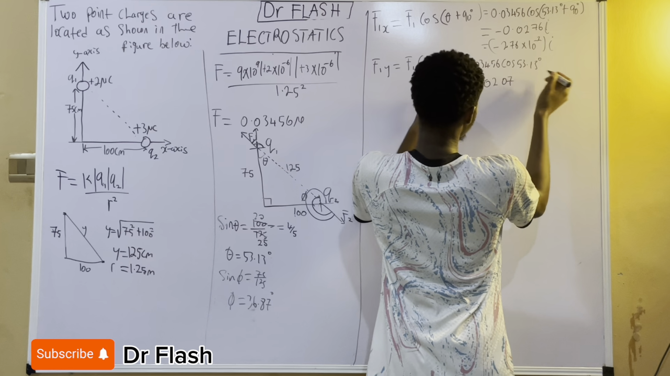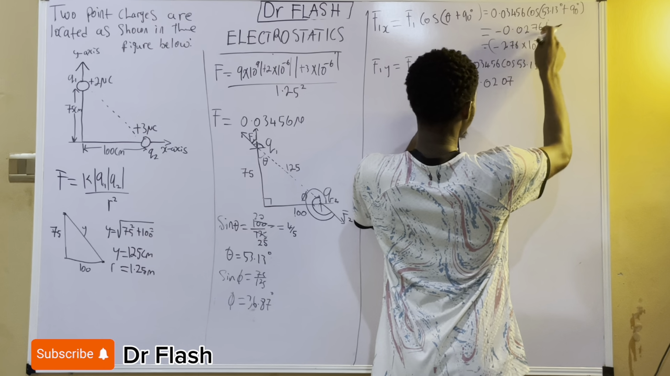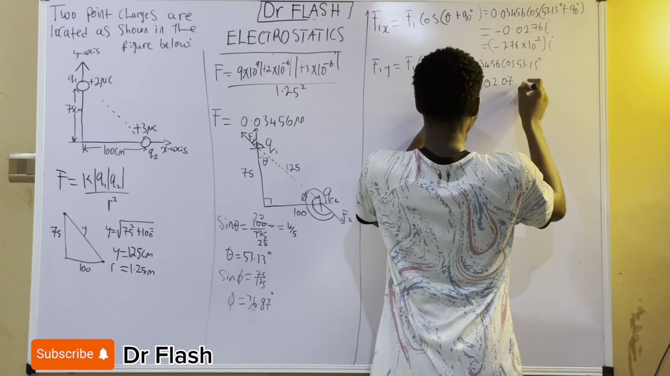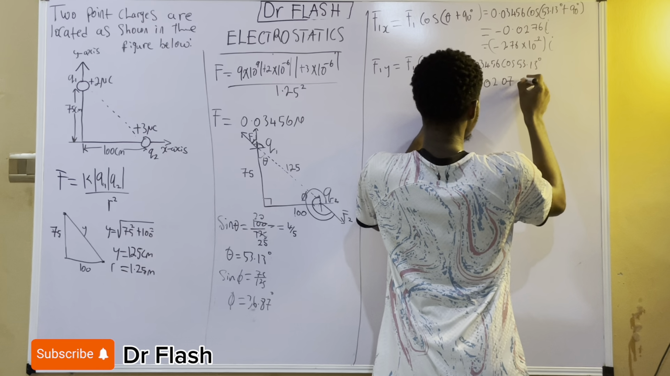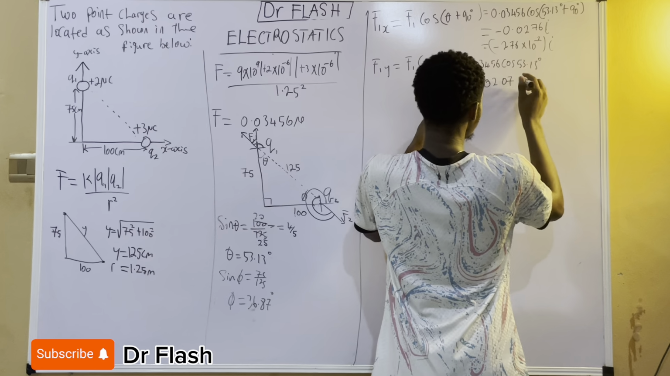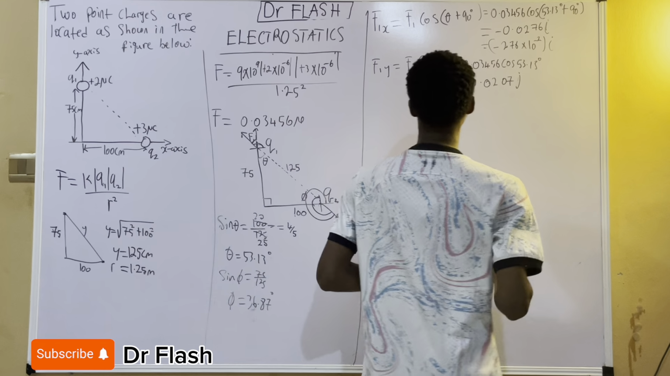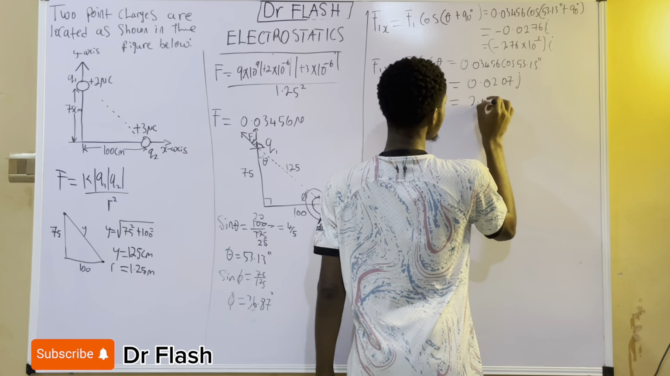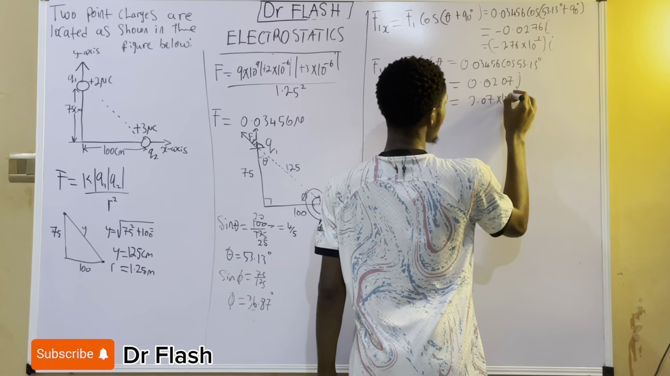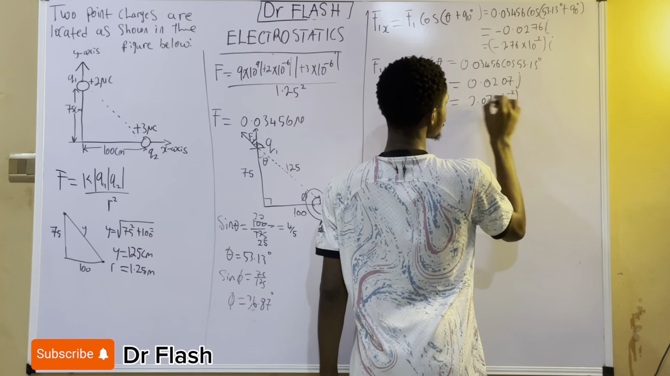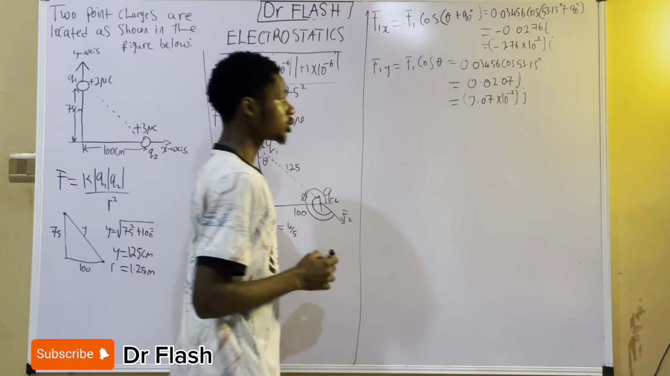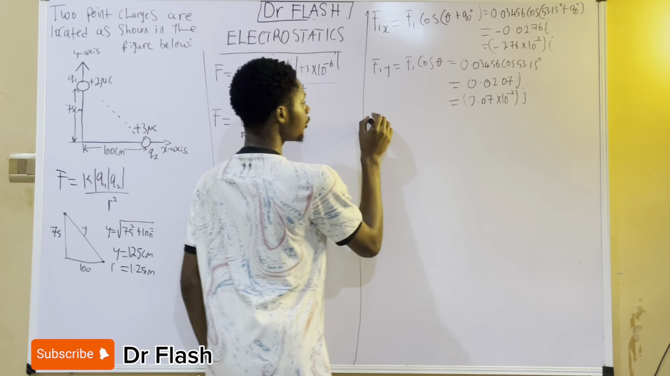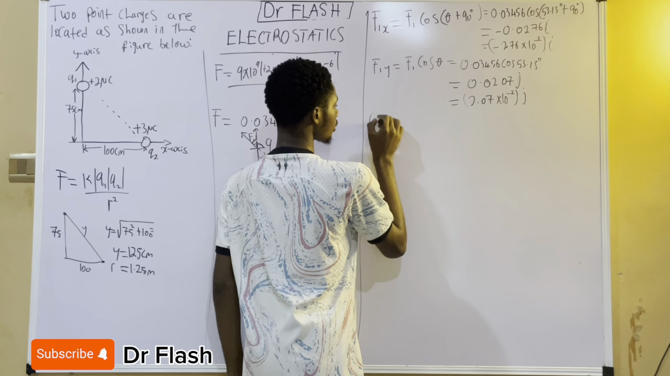0.0207. Okay, how many decimal places? 1 2 3 4, 1 2 3 4. Okay, I think that looks better. Okay, what else? This should be j. Okay, j, because this one is for the y-axis, and this could as well be written as 2.07 times 10 to the power of minus 2 j.